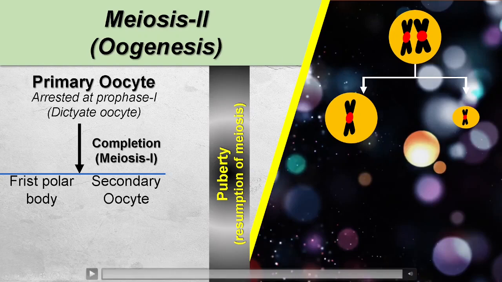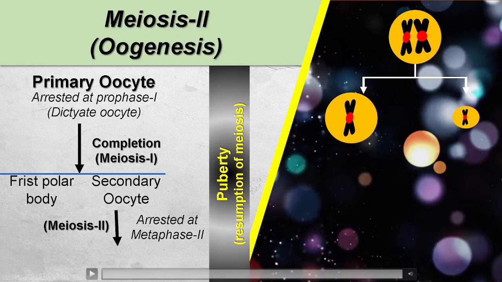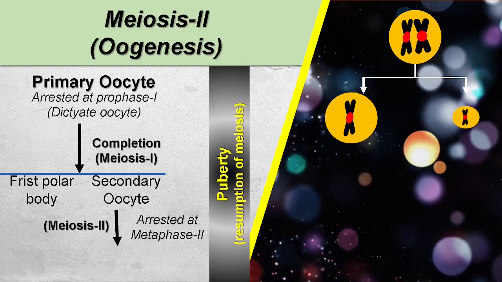After the completion of the first meiosis division, they enter into the second meiosis division, but again they arrest, at metaphase 2. So at the time of ovulation, the ovary releases the secondary oocyte arrested at metaphase 2 in most mammals, except the mare and the bitch. They release the primary oocyte. So at ovulation, most mammals release the secondary oocyte arrested at metaphase 2.